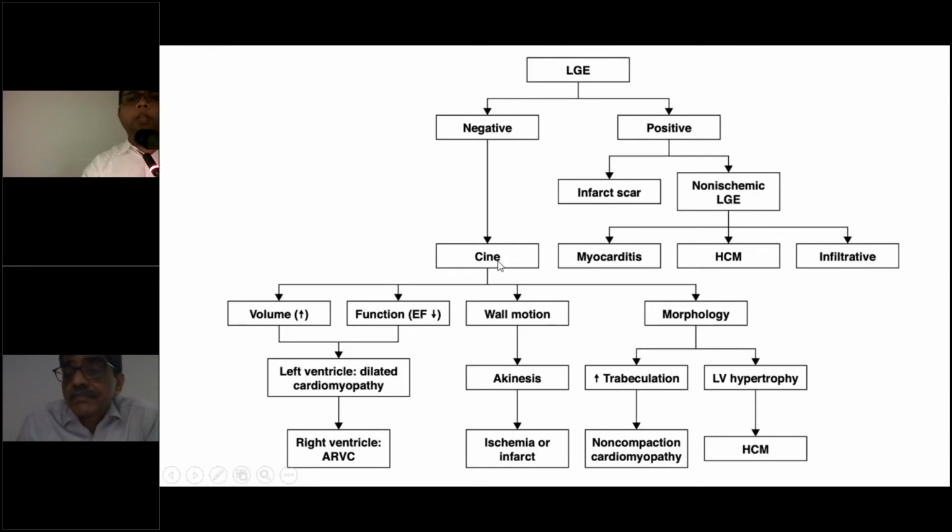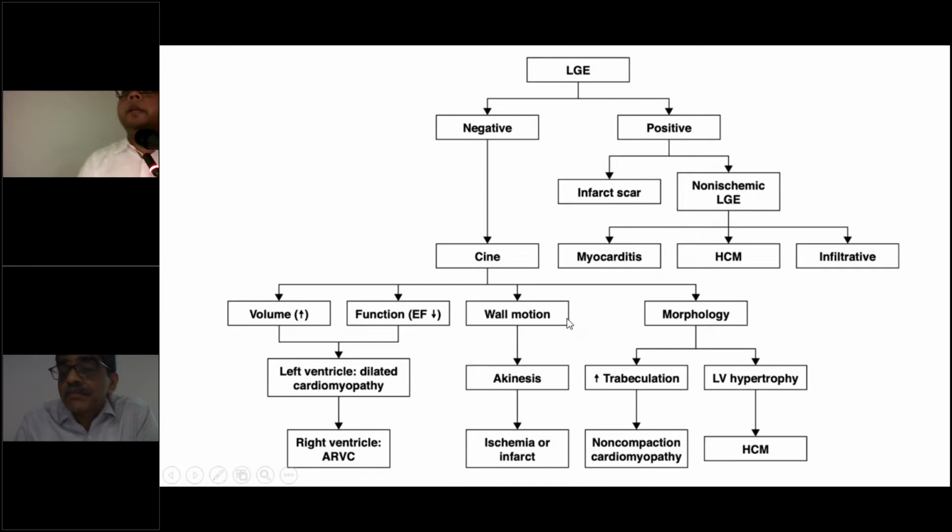And if we find that there is no enhancement, or the enhancement is negative, then we need to look at the cine imaging, and if we find that the ventricular volumes have increased and the ejection fraction is decreased and the dilated chamber is the left ventricle, that means we are dealing with a case of dilated cardiomyopathy. And if the dilated chamber is the right ventricle, with increased volume and reduced ejection fraction, then we are dealing with a case of ARVC or arrhythmogenic right ventricular cardiomyopathy.